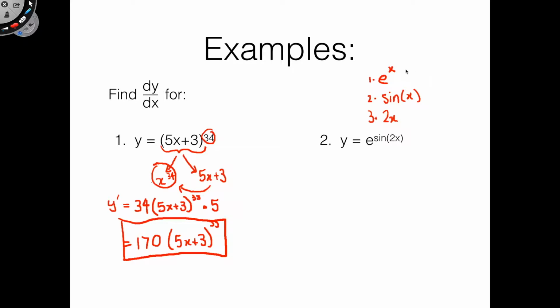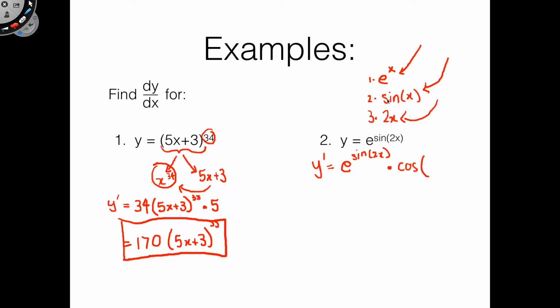So what we're going to do is take the derivative of the outer function with everything plugged in, then the derivative of the next one with everything plugged into that, and then the derivative of the last. Let's go ahead and do that. Firstly, what's the derivative of e to the x? By itself, it's just e to the x. So y prime would equal e to the sine of 2x, because the derivative of e to the x is e to the x, so we start with this expression, times the derivative of sine of x, which is cosine of x.